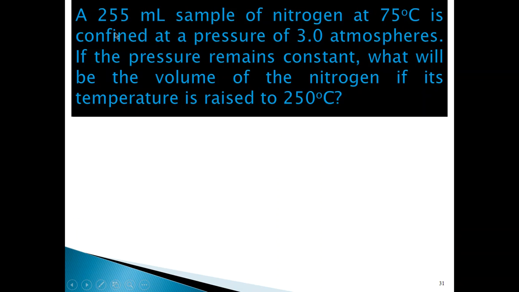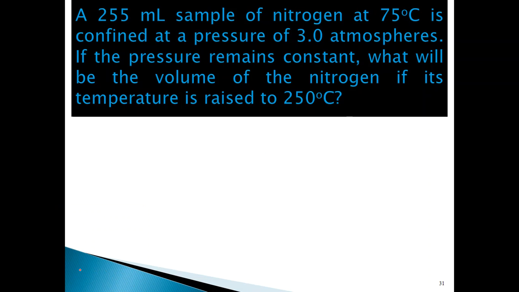So we can use Charles's law to solve a problem such as the one that we see here. It says that a 255 mL sample of nitrogen at 75 degrees Celsius is confined at a pressure of 3.0 atmospheres. If the pressure remains constant, what will be the volume of the nitrogen if its temperature is raised to 250 degrees Celsius? So this is obviously a Charles's law question, because they gave you the initial volume, the initial temperature, and the final temperature, and they said that the pressure is constant. So even though they gave you the value of the pressure, that doesn't really come into play because the pressure doesn't change. So therefore, we write down Charles's law in the way that we're accustomed to.